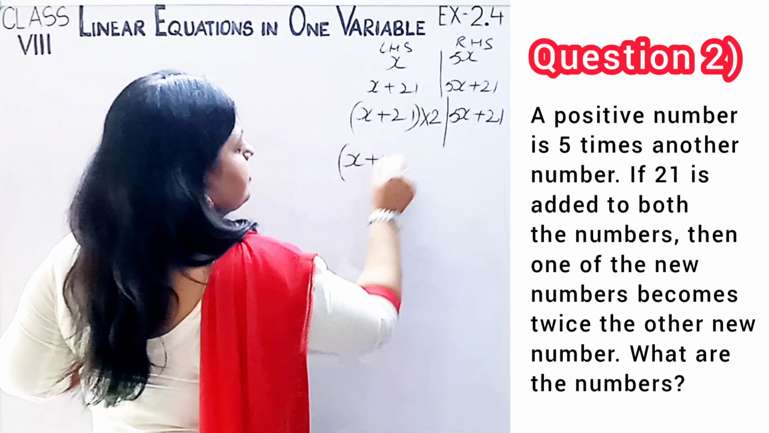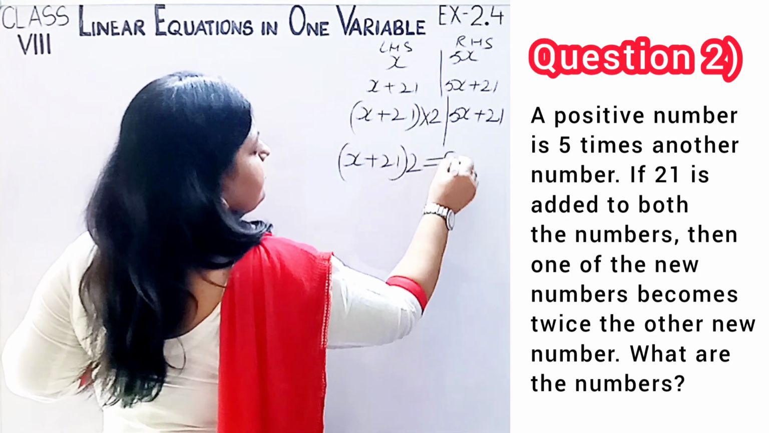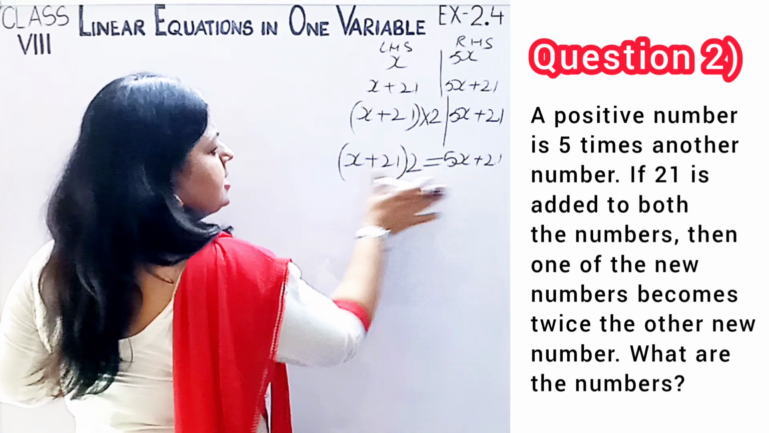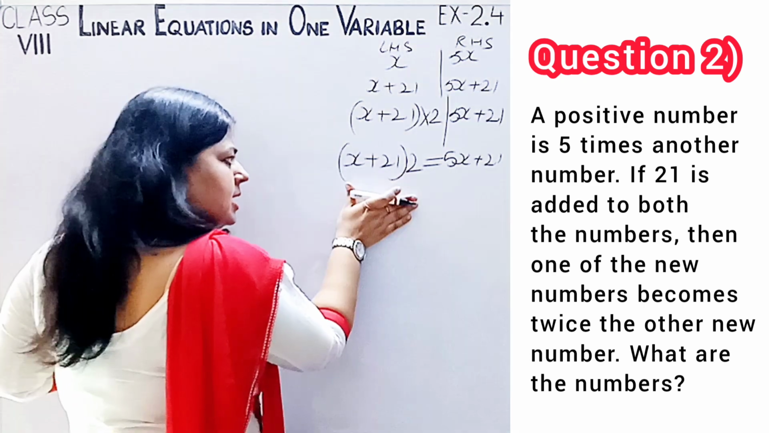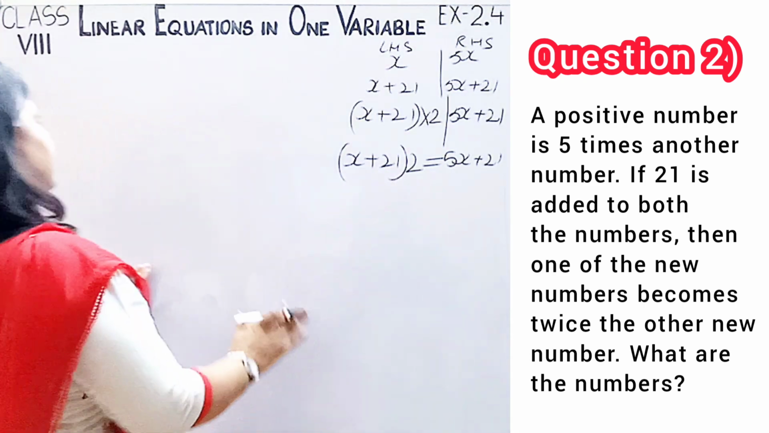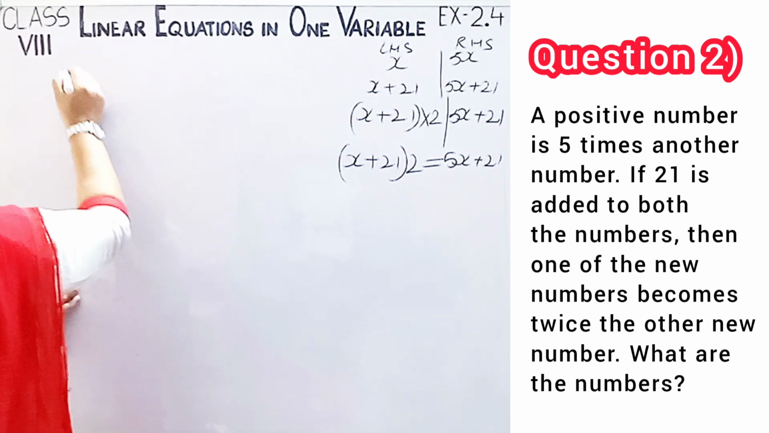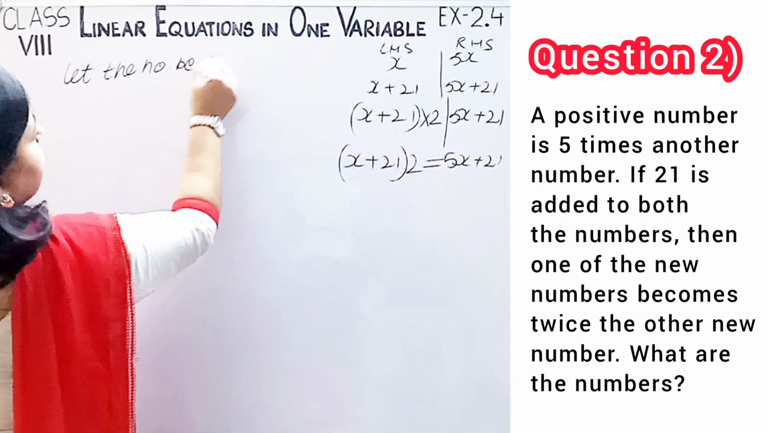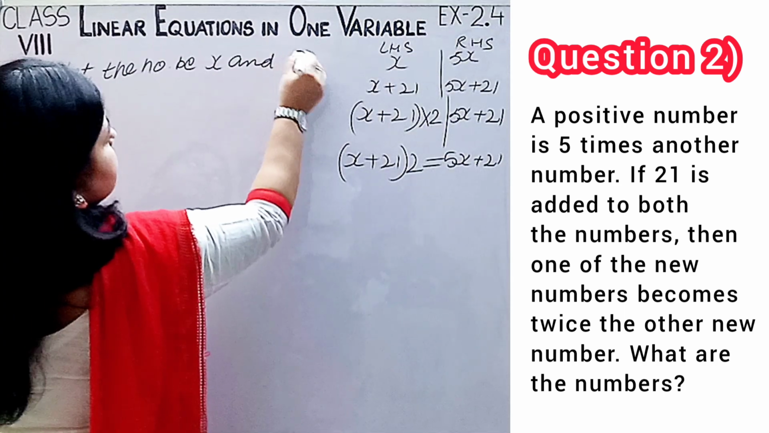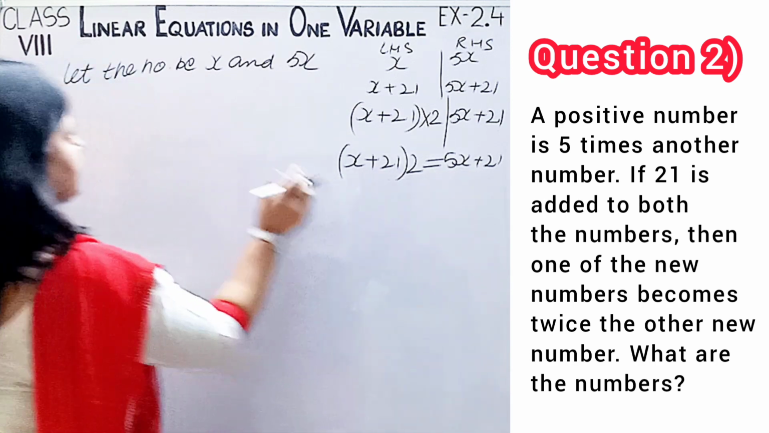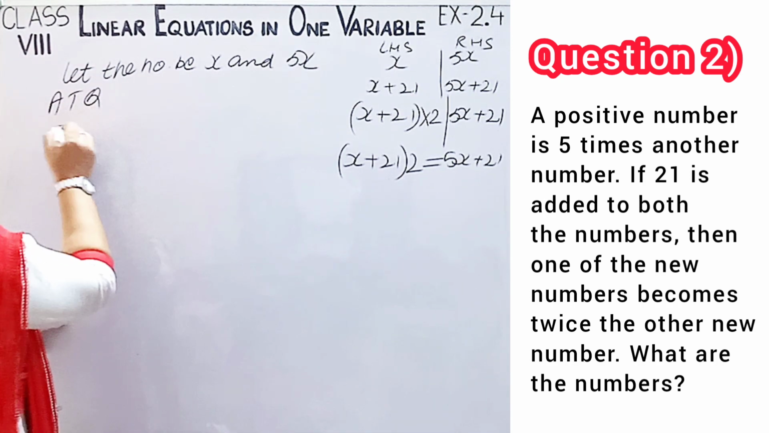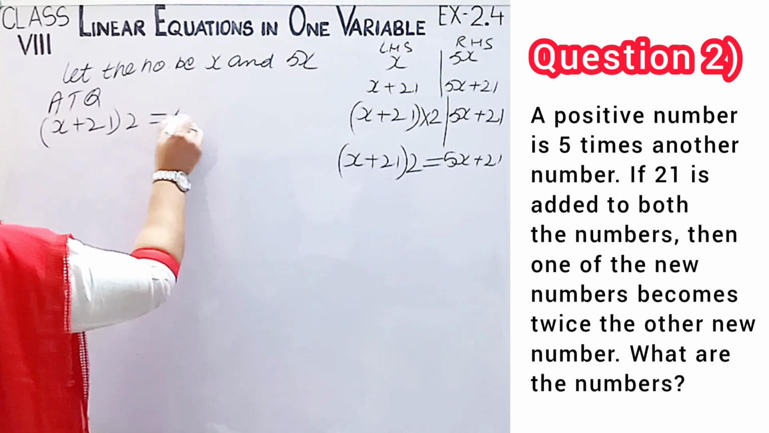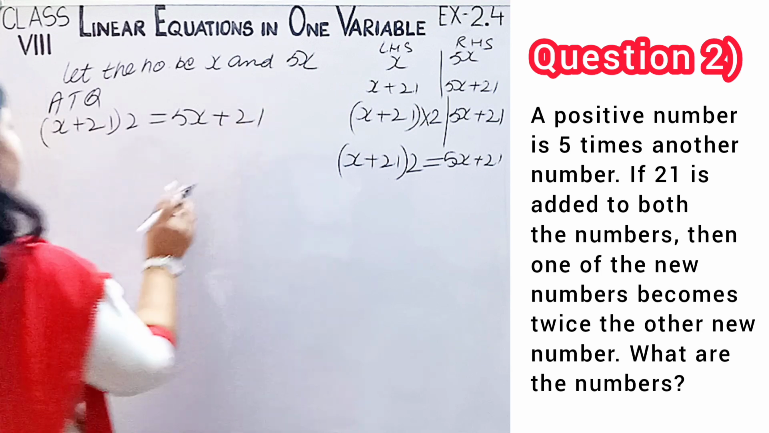So, x plus 21 multiplied with 2 is equal to 5x plus 21. Now left hand side is equal to right hand side. So this is our equation and we have to solve this equation. From here we will get the value of x. Now coming to statement part. Let the numbers be x and 5x. According to question, x plus 21 times 2 is equal to 5x plus 21.